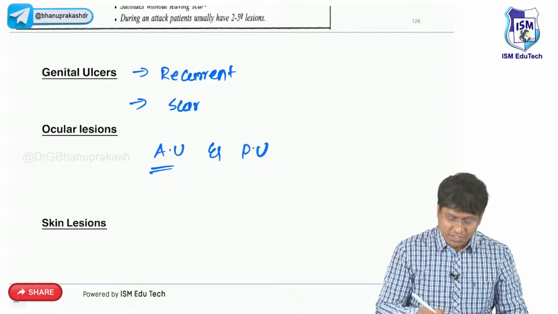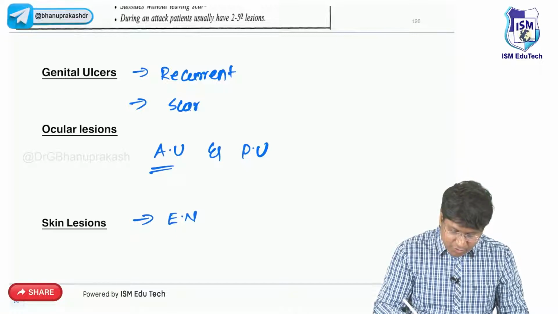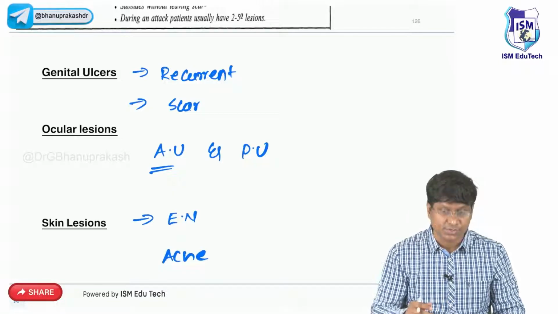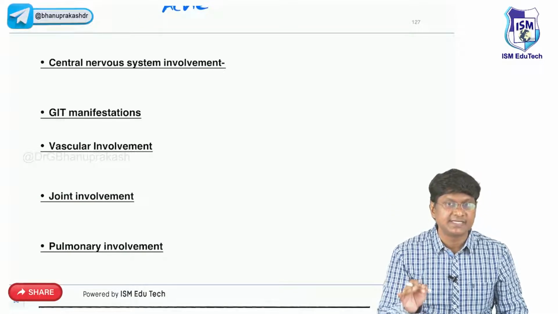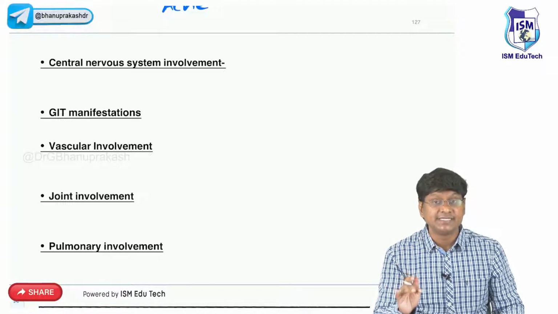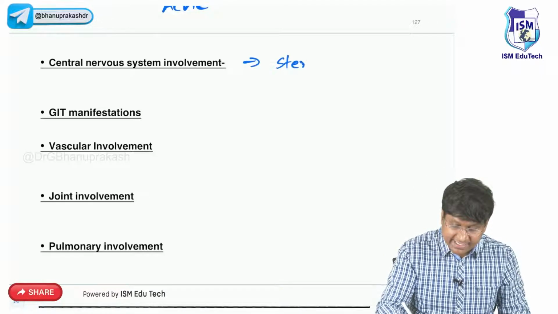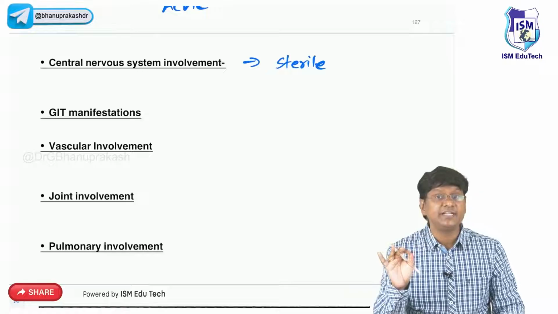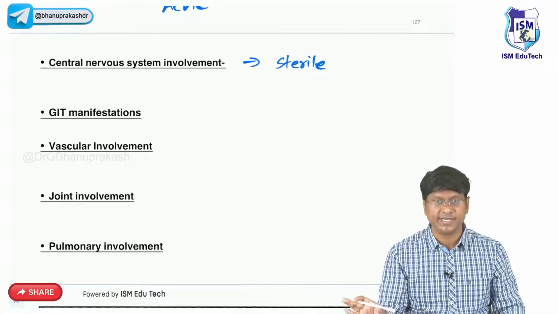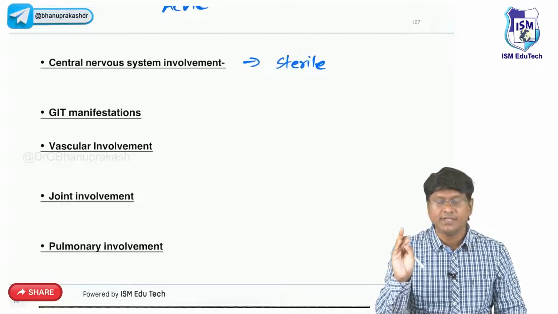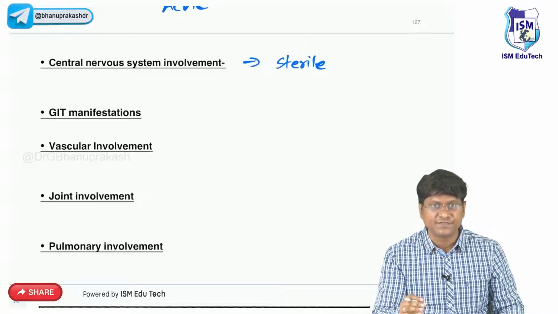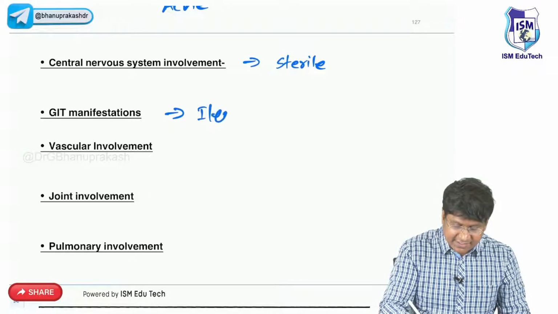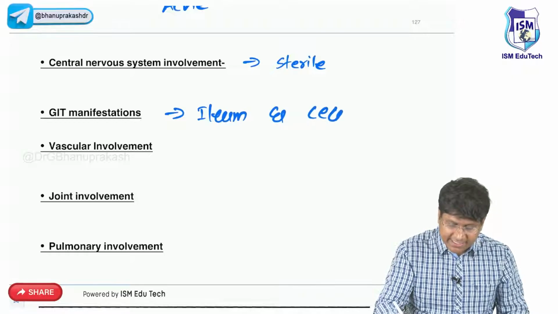Then skin manifestations. Skin manifestations are in the form of erythema nodosum as well as acneiform eruptions, right? Then what will be the CNS involvement in Behcet's? The CNS involvement includes the development of meningitis, and here it is sterile meningitis. Recurrent meningeal headaches will be there. So sterile meningitis, and there can be even cranial nerve palsy, and also development of seizures. And GIT involvement will be in the form of aphthous ulceration. Where exactly will be the aphthous ulceration? That will be in the ileum as well as the cecum.